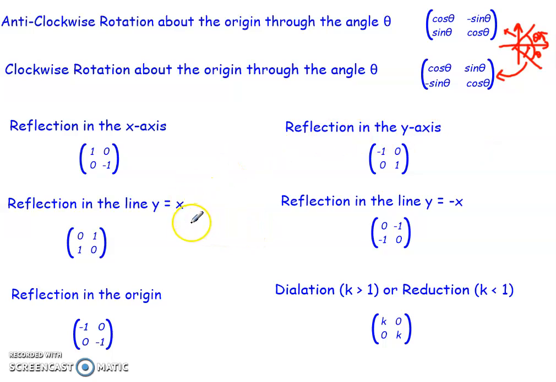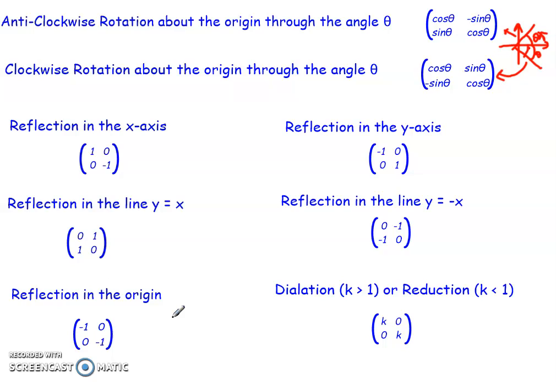The next two are associated with reflection in the line y equals x and y equals negative x. This would be the reflection in y equals x. And as you'd imagine, for the line y equals negative x, we've negated the x. So we're just negating the terms, i.e. instead of 0, 1, 1, 0, it's 0, negative 1, negative 1, 0. We've then got our matrix here associated with reflection in the origin. So that's given by negative 1, 0, 0, negative 1.